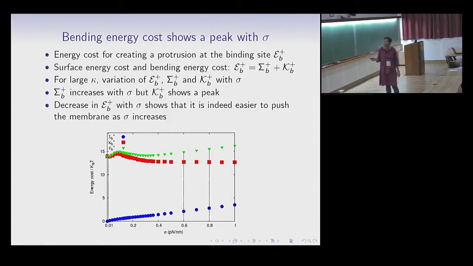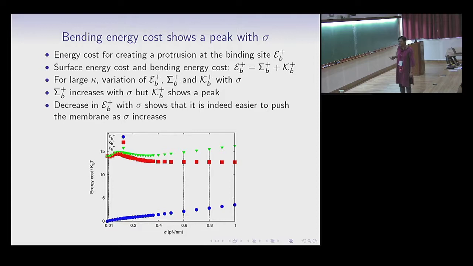So to probe deeper into it, we also measured the energy cost. So let us say that the energy cost for creating a protrusion at the binding site can be written as the sum of two terms, surface energy cost and bending energy cost. I use these notations to denote them.